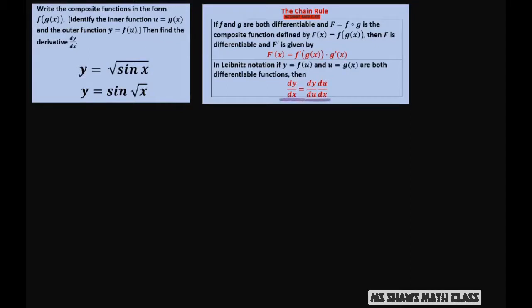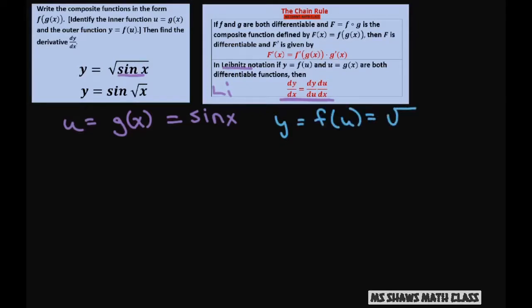And we're kind of using this Leibniz notation. It's pronounced Leibniz, not Leibniz. So let's get started. For this one again, we're going to let u equal our g of x, and that's going to equal our inner function, sine of x. Then y is going to equal f of u, so that's just going to be square root of u, because that's our u.